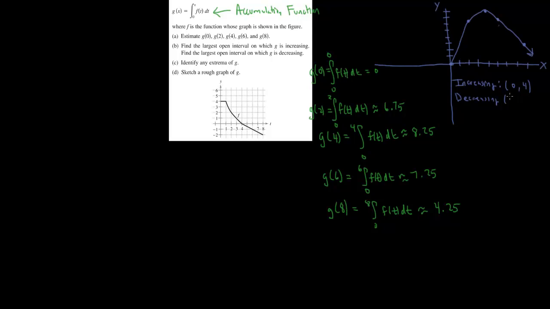From the picture we have, 4 to 8. Because after 4, we start subtracting area from g. So we're getting bigger, bigger, bigger. Notice our value is 0, 6.75, 8.25. But then we start subtracting area when we go beyond 6, and it's getting smaller.